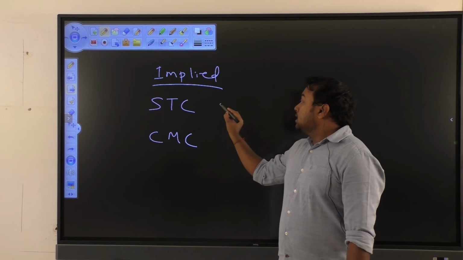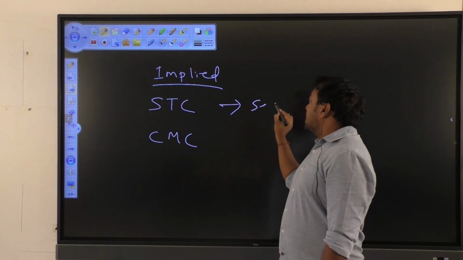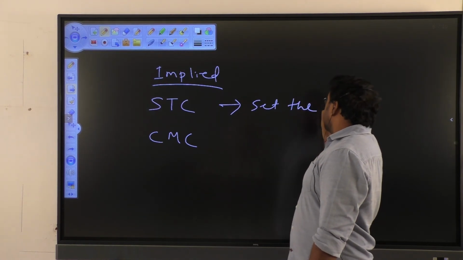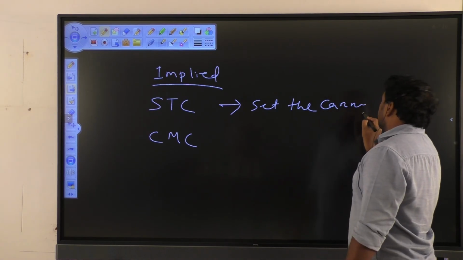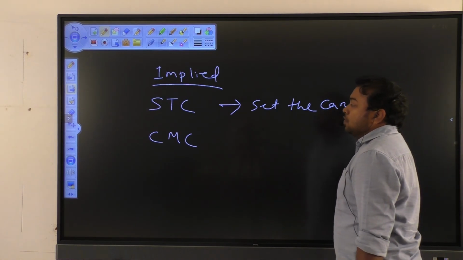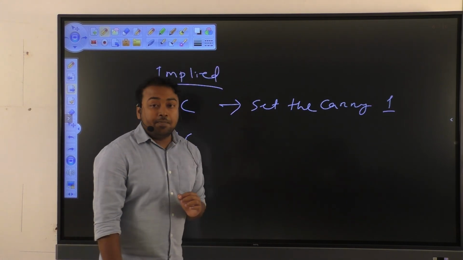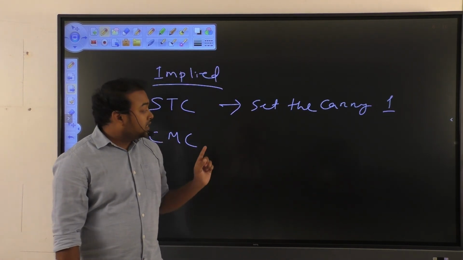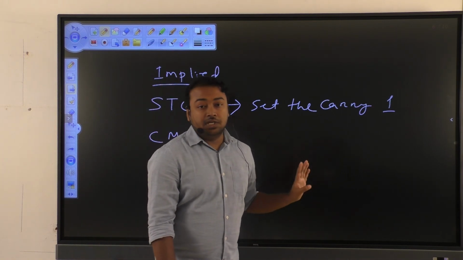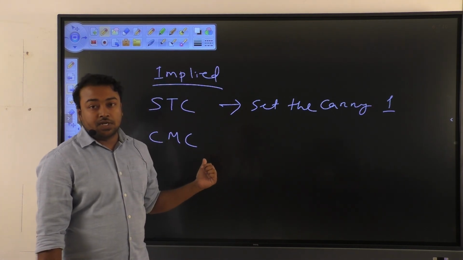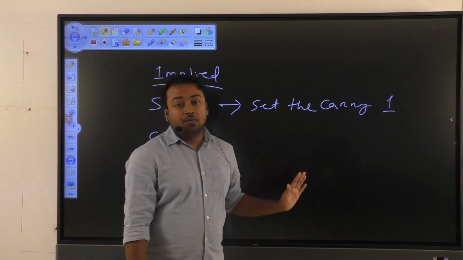STC means set the carry to 1. CMC means complement the carry. That is, if the carry was 1 previously, then the carry will be 0, or if previously it was 0, then it will be 1.